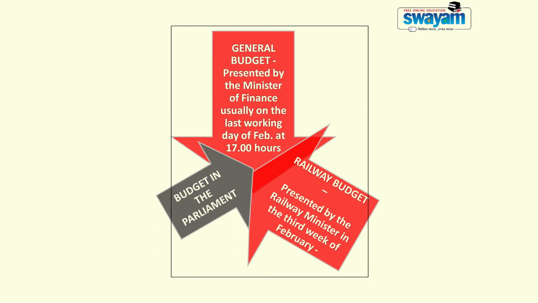Now, a separate statement is required to be presented showing the sum which is required for the expenditure to be charged upon the Consolidated Fund of India and the other expenditure. Earlier, there were separate budgets which were passed. One was the general budget, the other was the railway budget. The general budget was presented by the finance minister and the railway budget was presented by the railway minister. But now this practice has ended in the year 2016.